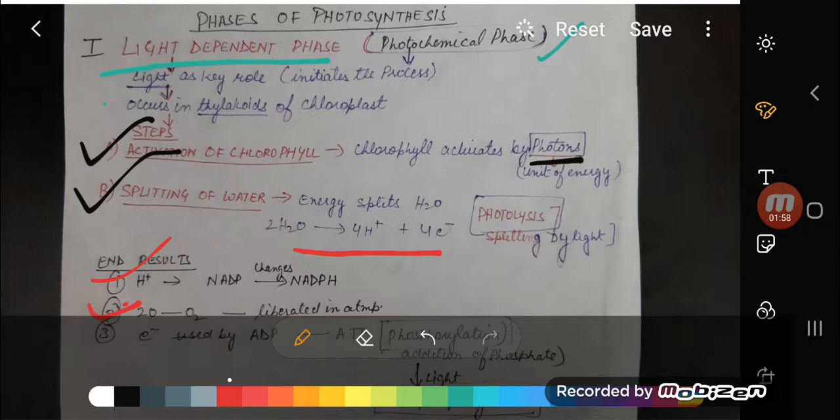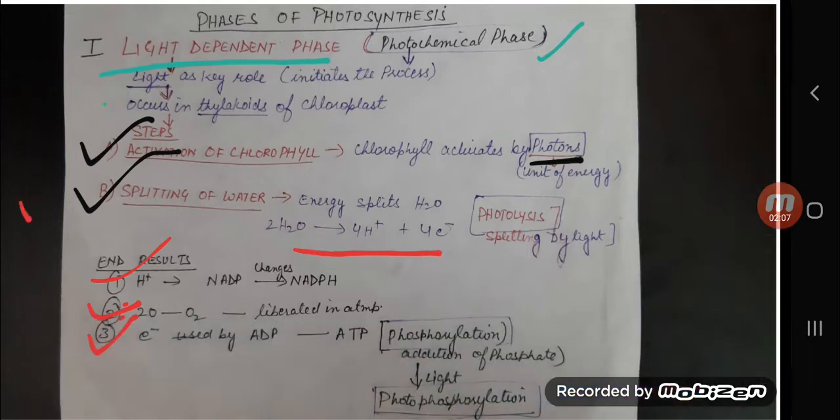Third component, the electrons which we are getting by splitting of water. These electrons are used to convert ADP into ATP. ADP stands for adenosine diphosphate. Two molecules of phosphate are there. They combine with the electrons and form ATP, that is adenosine triphosphate, meaning addition of one phosphate ion.